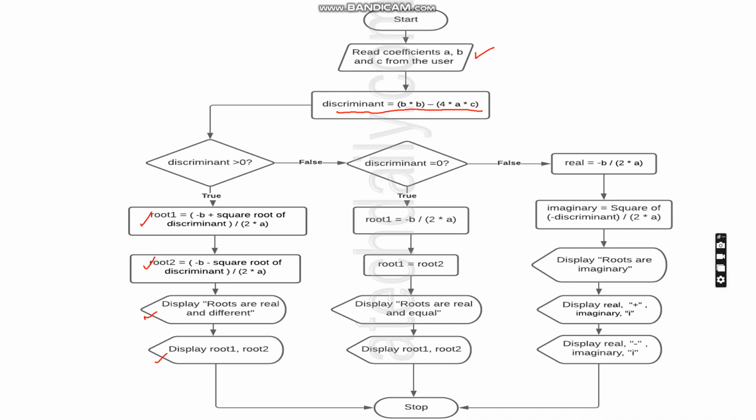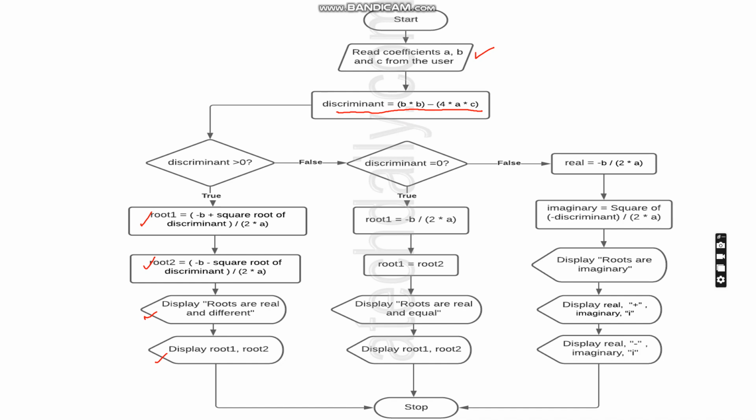If the value is not greater than 0, the condition is false. If the value is greater than 0, we go in this direction. If it is not greater than 0, false, we go to the check discriminant equals 0. If the discriminant is 0, true, the roots are equal. We have to calculate root 1 equals minus b by 2a. We are assigning the root 1 value to root 2 here.